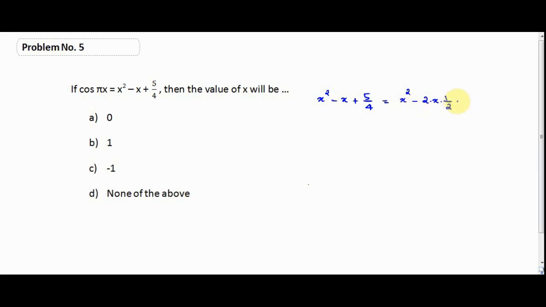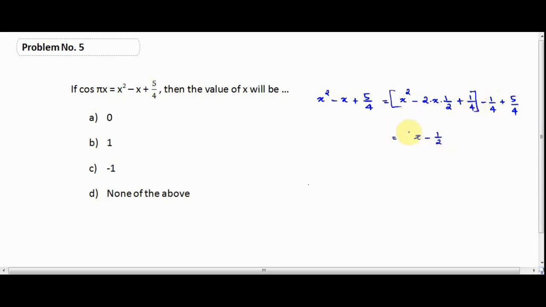Then here we have plus 1 by 4 minus 1 by 4. So we are adding a plus 1 by 4 here. To nullify that, we are putting a minus 1 by 4 here. Then we have plus 5 by 4. Now this part we have here can be replaced with x minus 1 by 2 whole square. This one plus, here we have minus 1 by 4 plus 5 by 4. So that will reduce to 4 by 4 and we get it as 1.